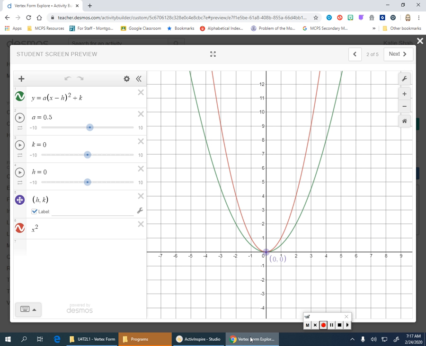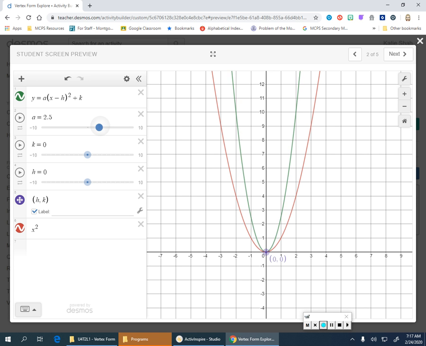So if my a value is 2, h is 0, and k is 0, we want to see what's going to happen. So here's that program I have called Desmos. And when I look at Desmos, I have 3 little sliders that I can slide around. Right now, I've got my parent function, where my a value is 1, my k value is 0, my h value is 0. And I'm going to adjust this a value to match what we had on our paper, which was an a value of 2. Now look at that green function. I want you to notice how it changed. I'm going to change it a little more.